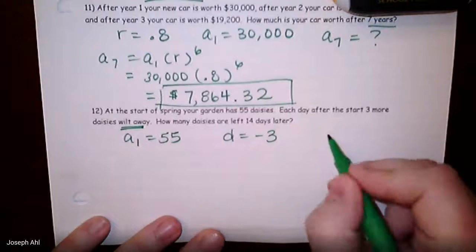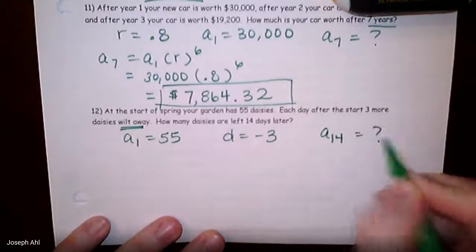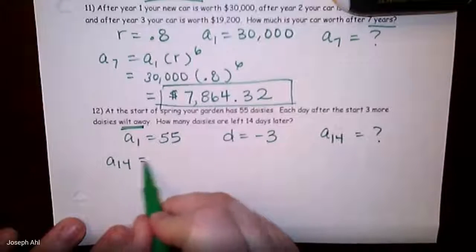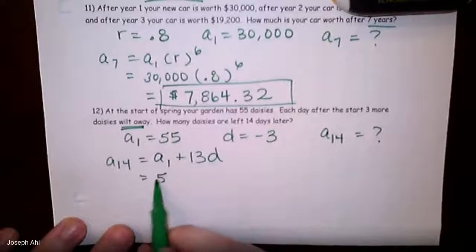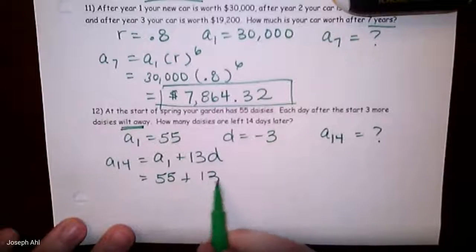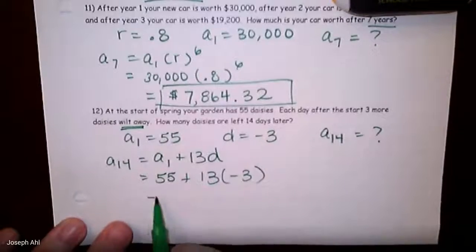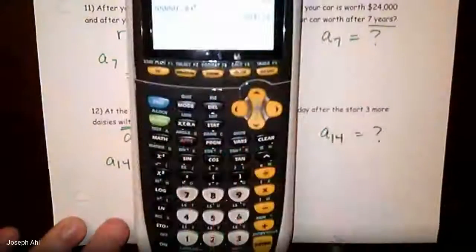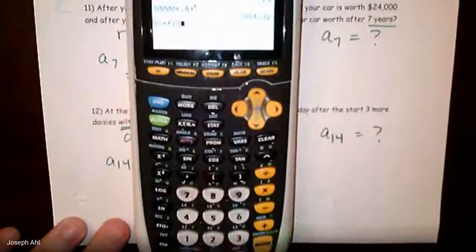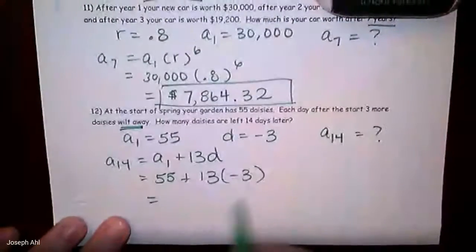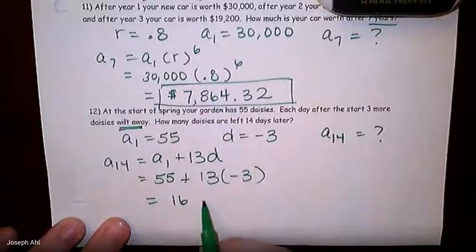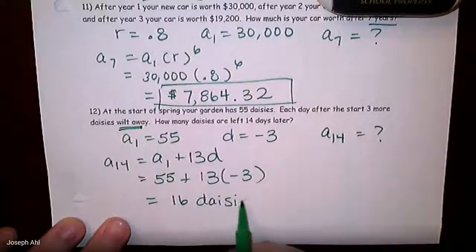How many are left after 14 days? So A14 would equal A1 plus 13D. A1 is 55. D is -3. So 55 plus 13 times -3 should be 16 daisies left on day 14. Sorry, daisies. They're dying off here.